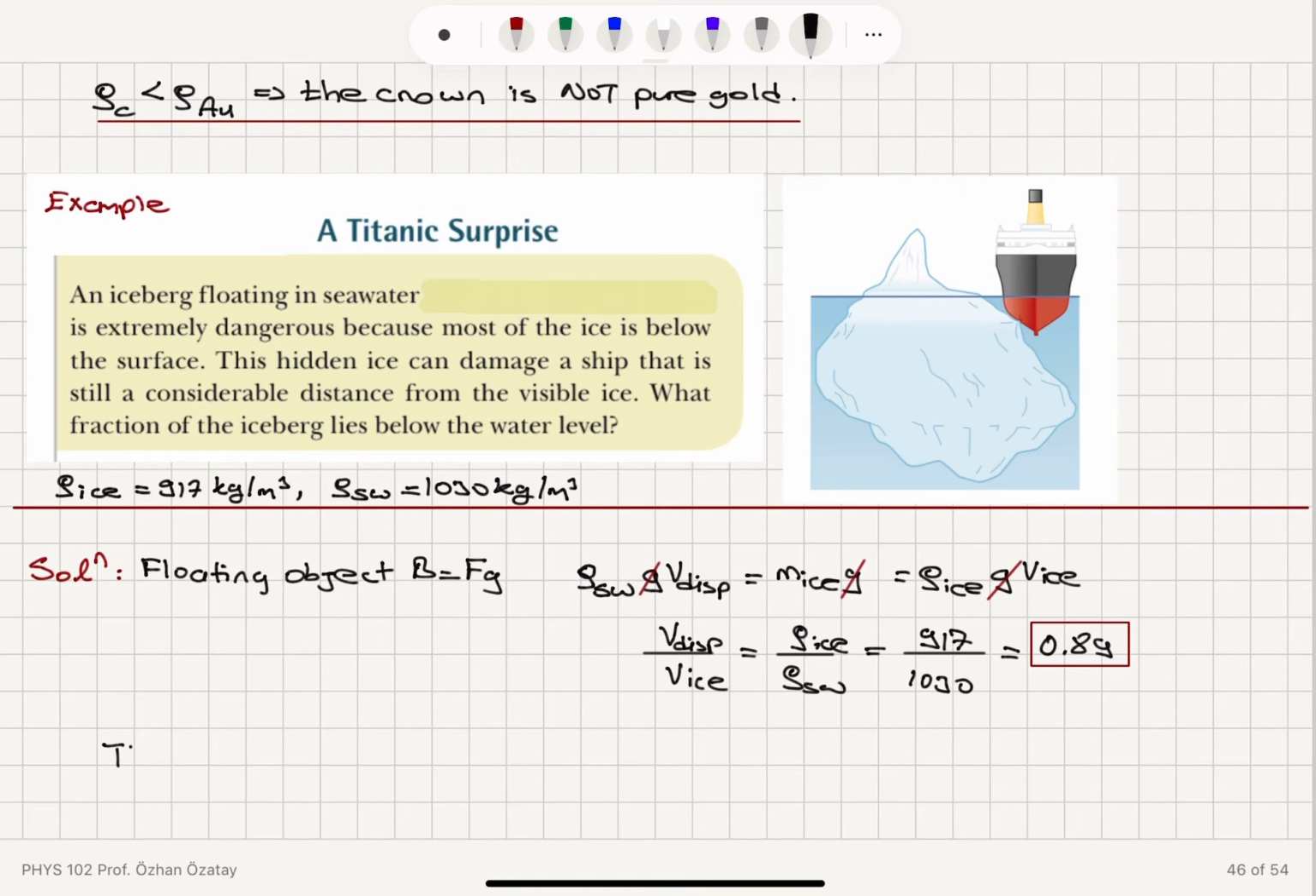The visible fraction of the ice is 11%, and 89% is inside the seawater. Okay, so that's basically our conclusion.